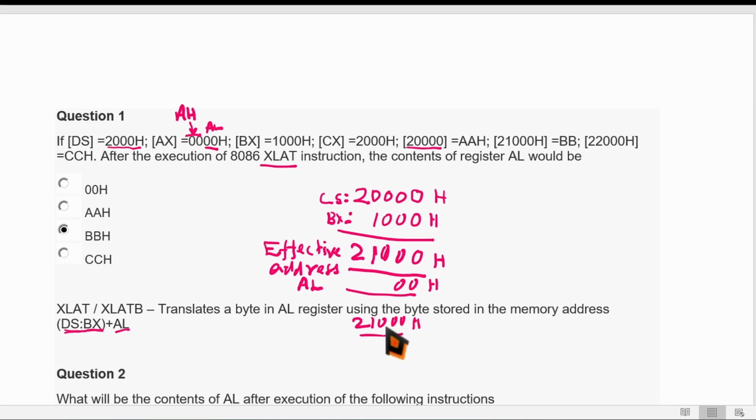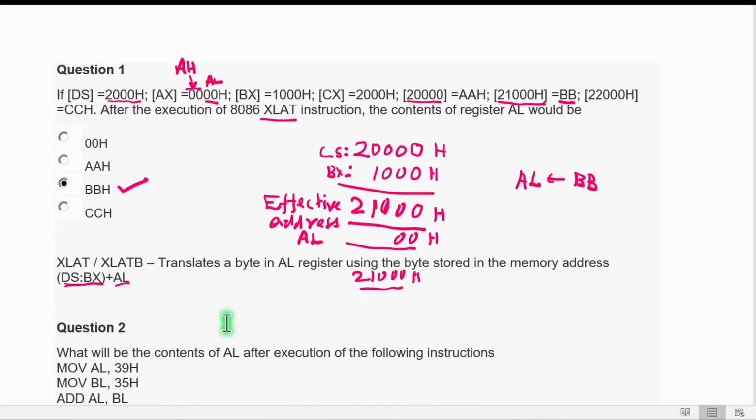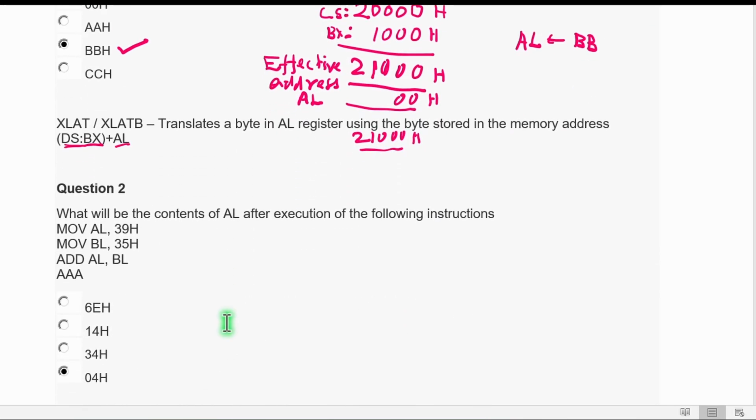From this address, a byte will be taken and that will be put into AL. So in 21,000H, we have BB. So finally, AL will contain only BB. So the correct answer is BB. Now let us see question 2.